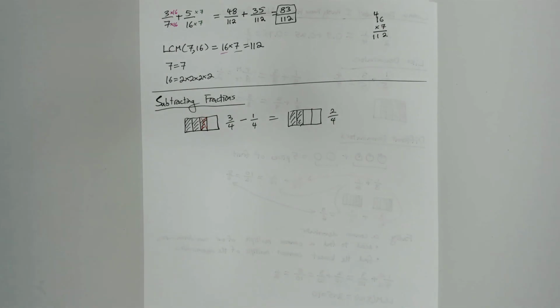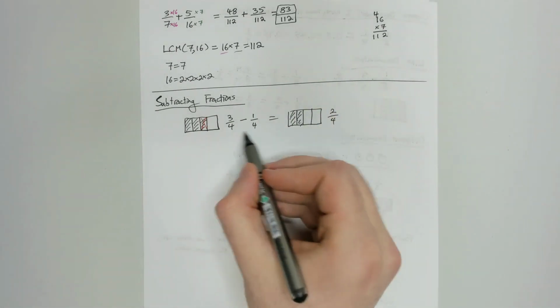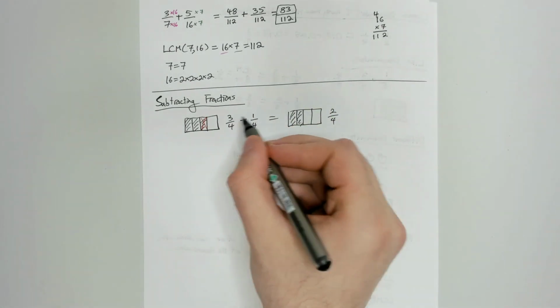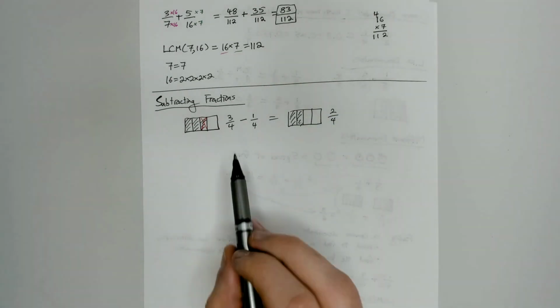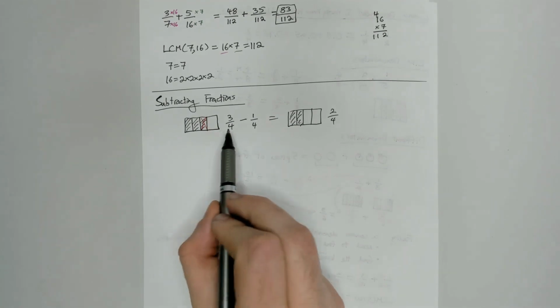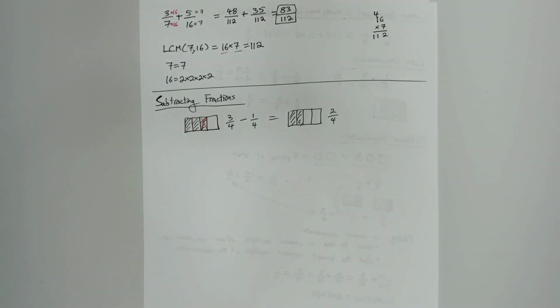And we see that just like with addition, since we have this common denominator, we can just subtract the numerators like we normally would, right? 3 minus 1 is 2. And this fourth here is just basically telling us what type of pieces we have.